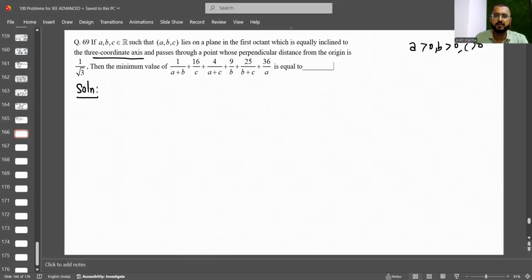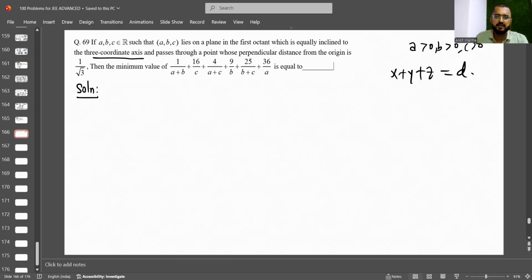And it passes through a point. So if I write the plane equation, it will simply look like x plus y plus z is equal to some d, because the plane is equally inclined to the three coordinate axes. That means the direction ratios of the normal are in the ratio 1:1:1. So I just need to find d now.